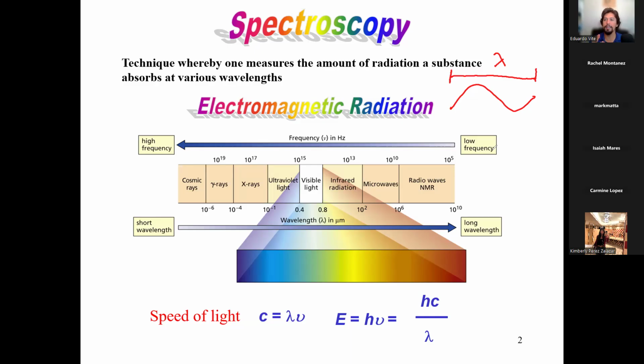Like I mentioned, red has the longest wavelength of visible light. And then a little bit below red, with a longer wavelength and lower energy, is infrared radiation, which is what we're going to be talking about. You can't see infrared radiation, but you can definitely detect its interactions. If you've ever been at a campfire at the beach or in the forest at night and the fire is burning right in front of you, you can feel the infrared radiation hitting your body.